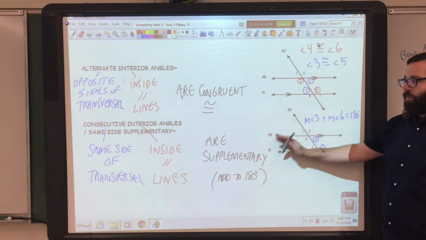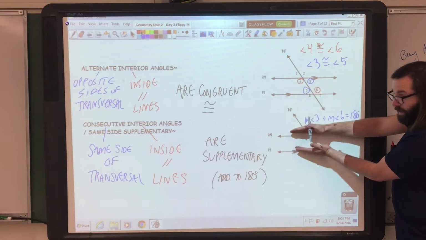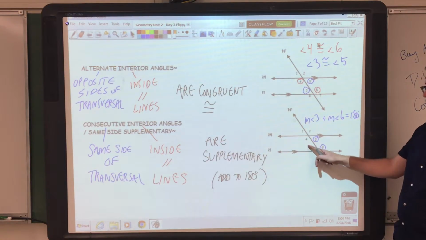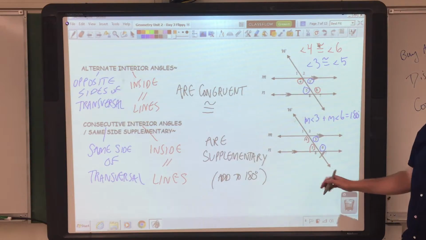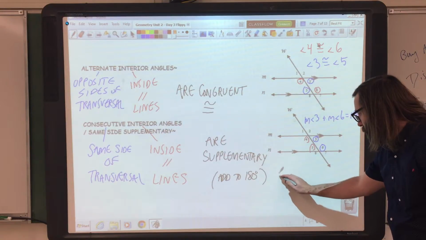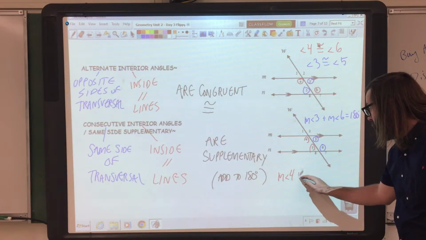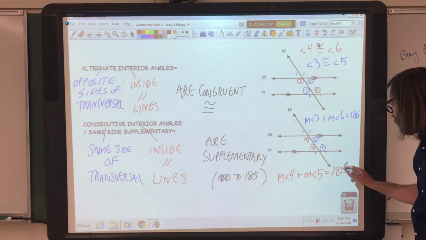Okay, we have another set of consecutive interior. They're just on the other side. So interior, inside our parallel lines, and on the same side. So 4 and 5. We know they're supplementary, so they add up to 180. So the measure of angle 4 plus the measure of angle 5 equals 180.